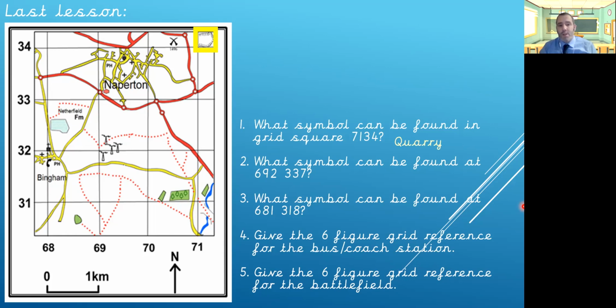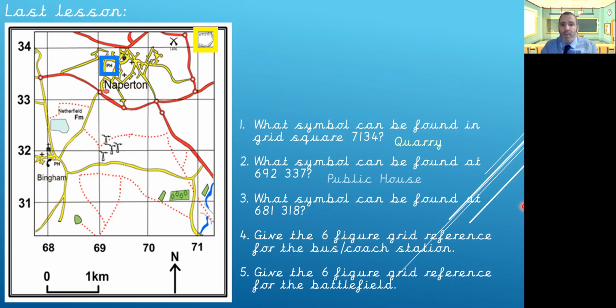692337? So again, we go along to 69, and then we remember we're working in tenths of a square. We go across those 2 tenths, and then we go up the stairs to 33, and then we go up those 7 tenths. And the symbol that's there is PH, so with the blue square around it, for public house.